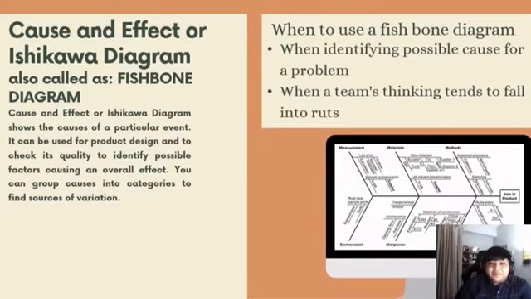My next decision-making tool is the cause and effect or Ishikawa diagram. This is also called the fishbone diagram. Cause and effect or Ishikawa diagram shows the causes of a particular event. It can be used for product design and to check its quality and identify possible factors causing an overall effect. You can group costs into categories to find the source of variation.